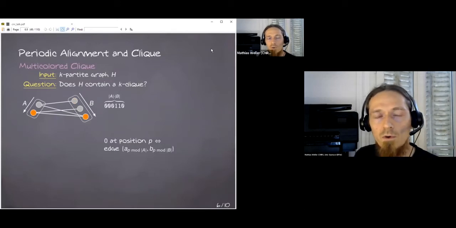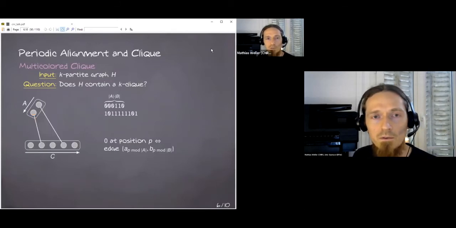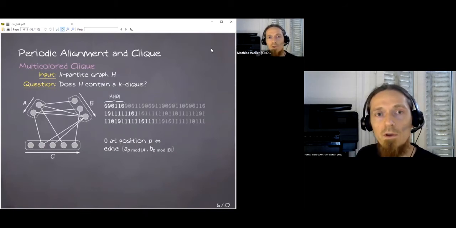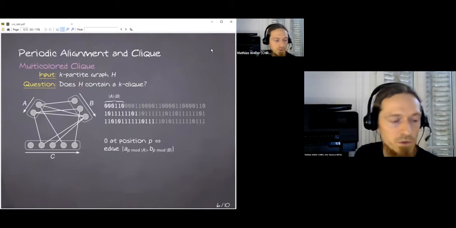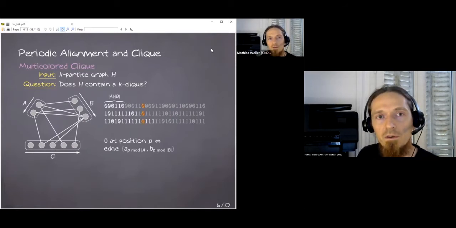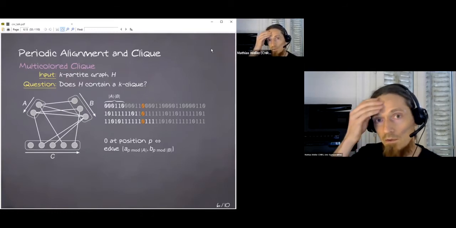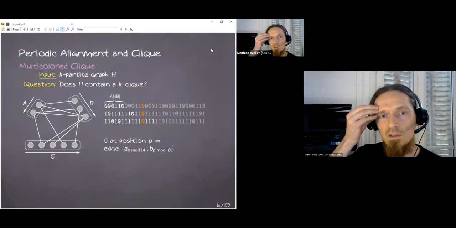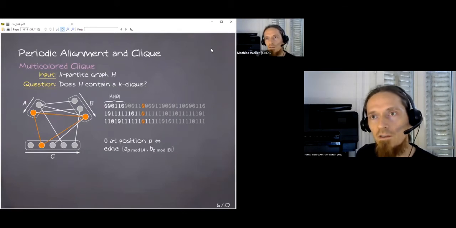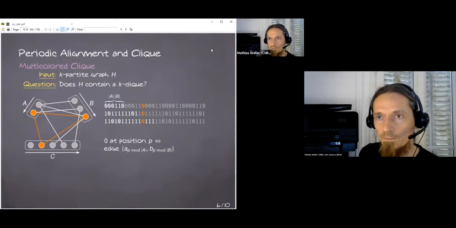We do this for all pairs of partitions. So here's the sequence for those two. Here's the sequence for those two. And then we can show with a bit of number theory that this particular PCA instance will have sequences with a 0 in common at some point, if and only if we can select one node from each of the partitions such that all the edges will be there.